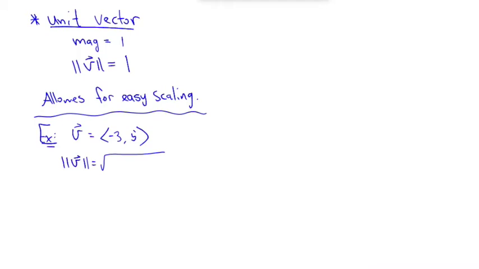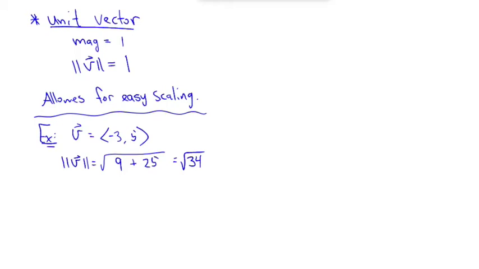So the first one is -3 squared, which is 9. 5 squared is 25. So the magnitude of this vector is the square root of 34. Is the magnitude of this vector 1? No. Can I make it 1?